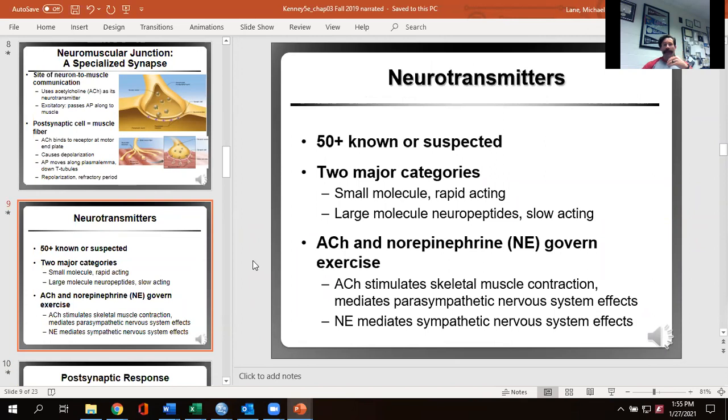So acetylcholine and norepinephrine are big components of exercise. Acetylcholine for our muscular contraction. It is also the neurotransmitter of our vagal nerve to our heart to get us to relax for the parasympathetic tone. And norepinephrine is going to be an important part for the sympathetic nervous system action, and epinephrine being the other hormone that's going to go through us.